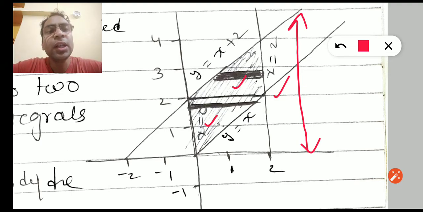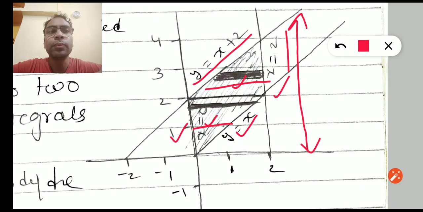You can see if the strip is in this position, then the strip will lie on the y is equal to x curve. But whenever the strip is up here, it is lying on the curve y is equal to x plus 2 and x is equal to 2. This is the reason why we have to divide this into two separate regions.